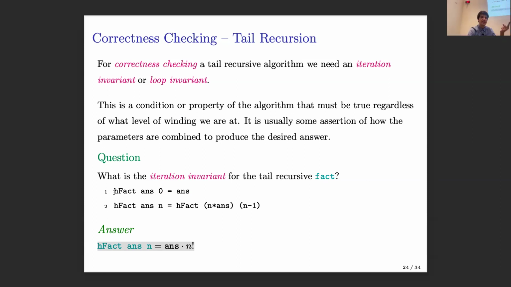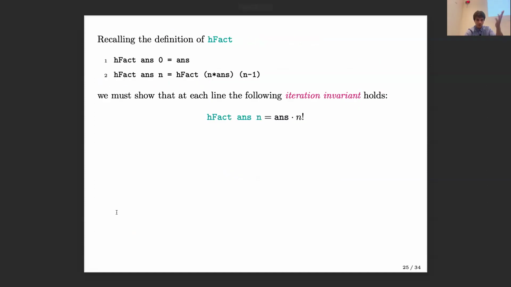So specifically, it's true at 1 and it's true at 2. Here we're calling the definition of h factorial. We must show that at each line, the following iteration invariant holds. I'm claiming h factorial of answer and n is equal to answer times n factorial. That is the manipulation of its input that gives you the answer immediately.